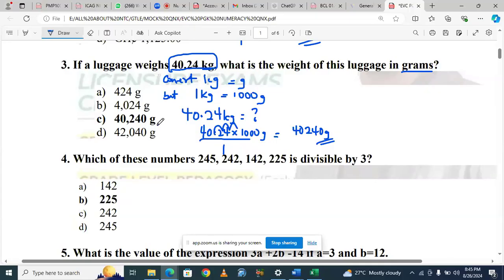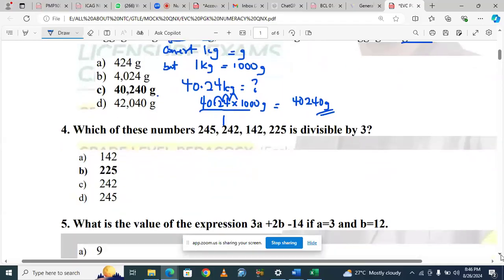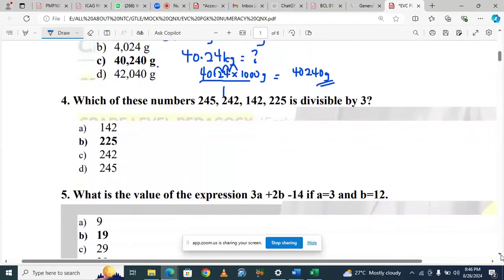Please, do you all understand? Can we move on to the next question? Yes. Please, after this, I will give you 30 questions to solve on similar topics. All right. Now, number 4.